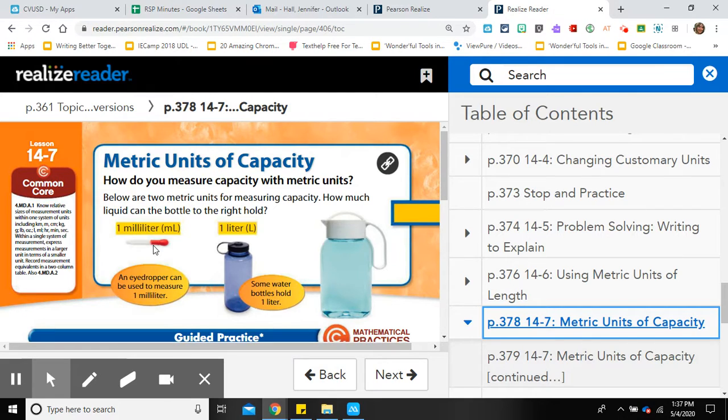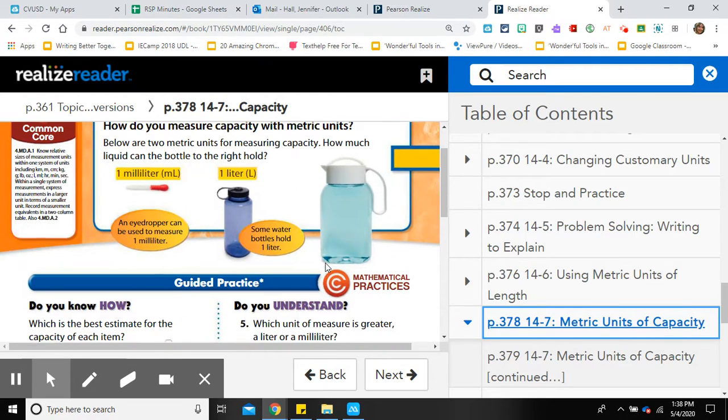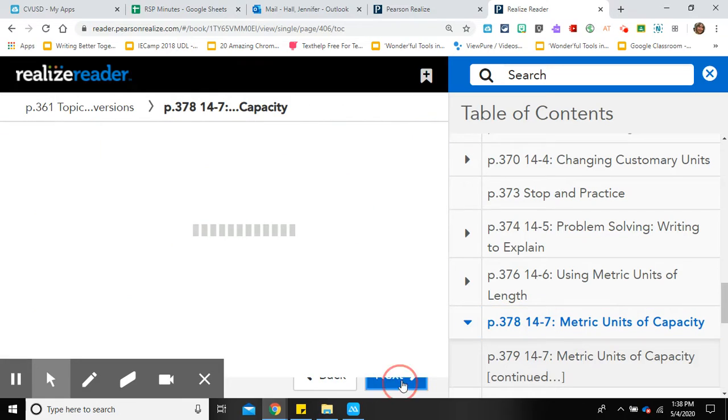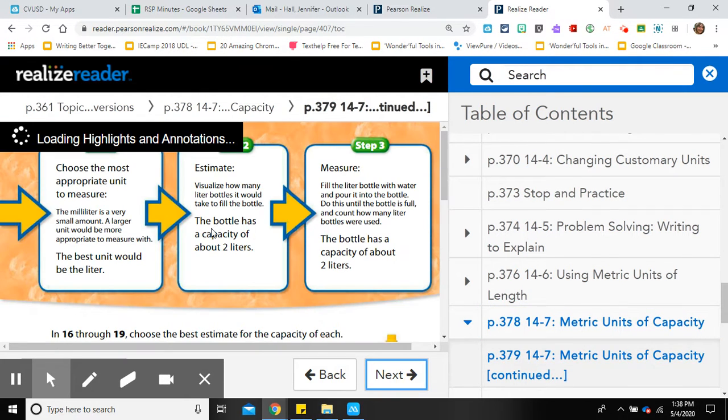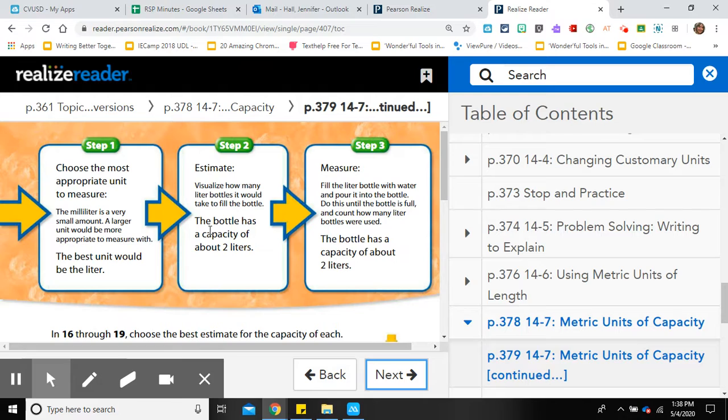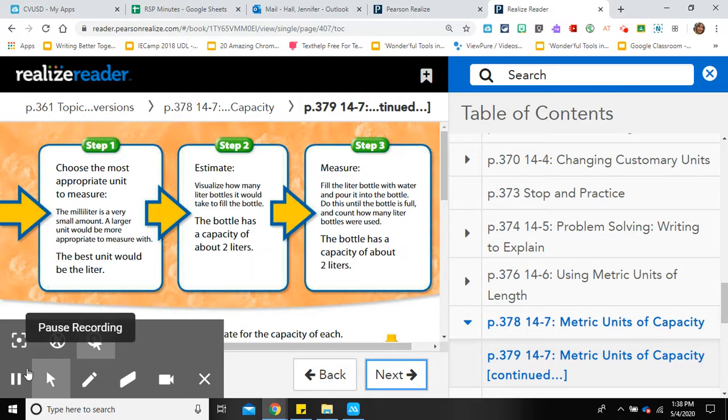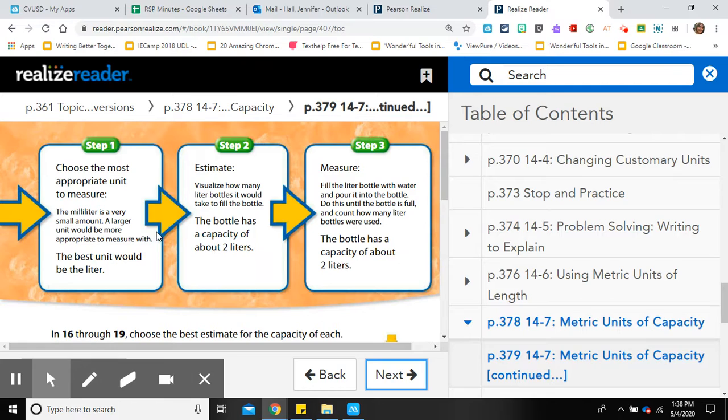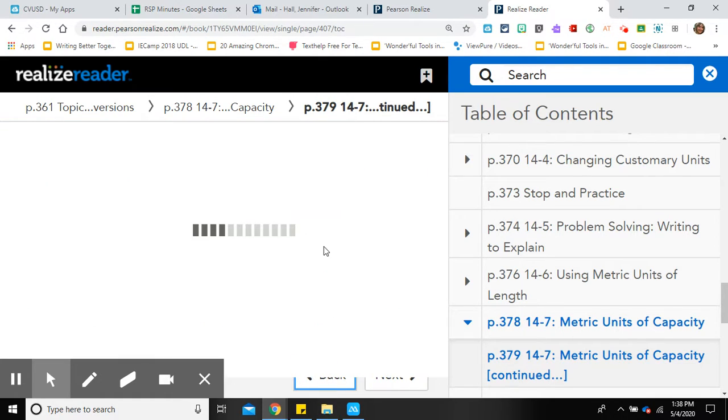A liter would be like a water bottle. The taller water bottles, most of them are liters. The ones you can buy at the store or the ones that you buy that are reusable, like this one. And then this here, let's go to the next page. That's actually showing something a little bit different. That's showing that the bottle has a capacity of 2 liters. So that's just a bigger form of a liter.